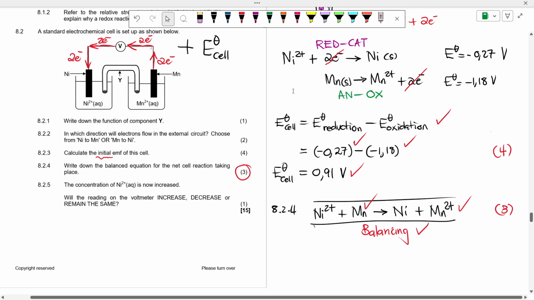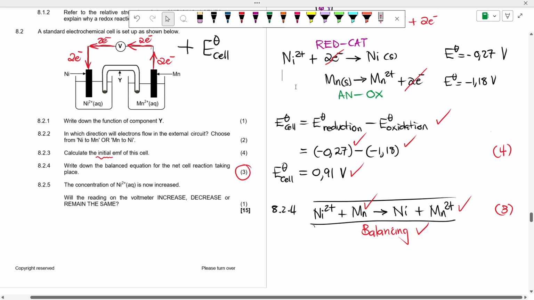8.2.5, the concentration of nickel 2 plus aqueous is now increased. They like these questions, guys. Just make sure you understand. It's easy to get them wrong, especially if you see the theory questions. If you don't understand the theory, guys, there's no way you can always get it right. If you try to guess, you can guess, but if you don't understand the theory, that's a recipe for disaster.